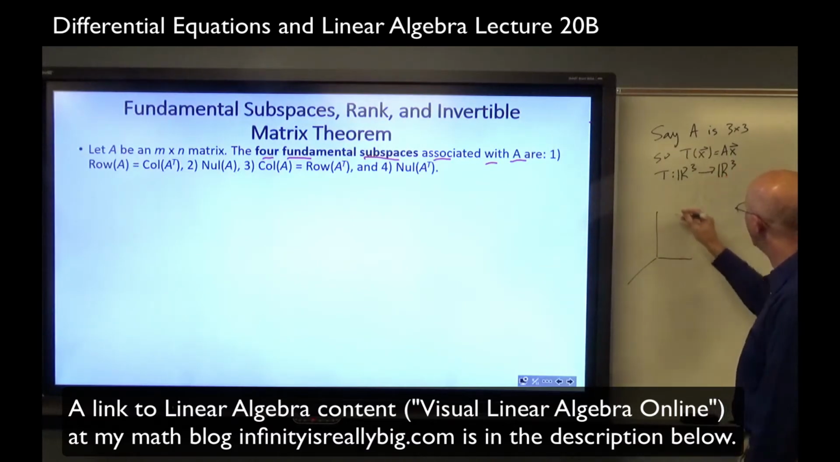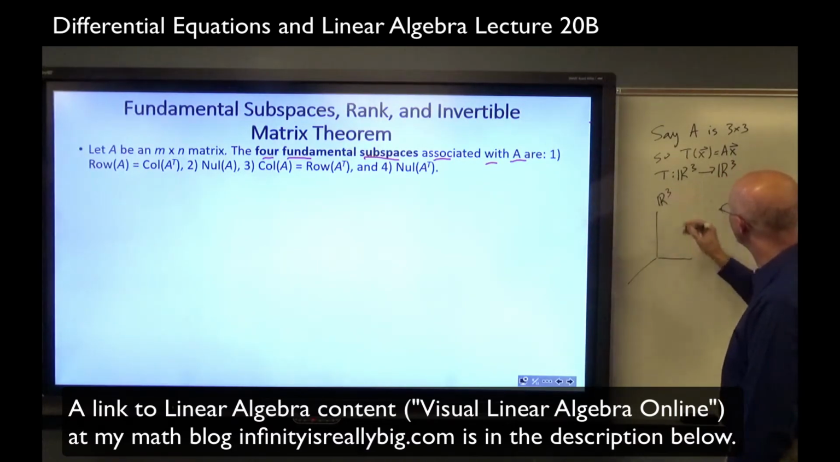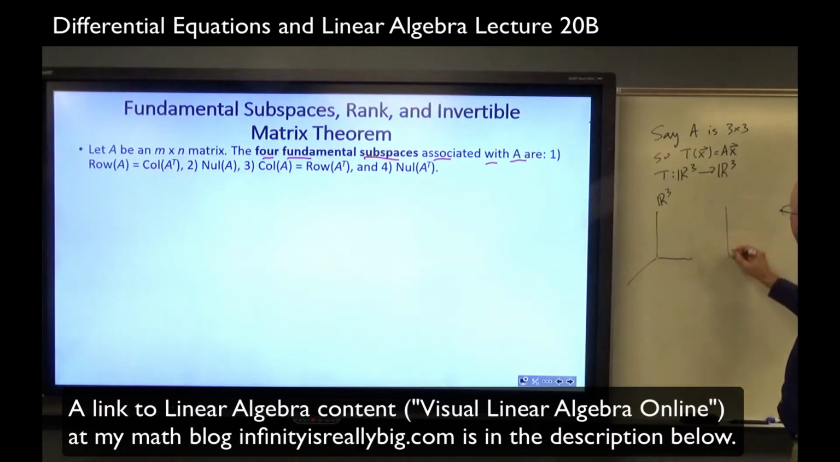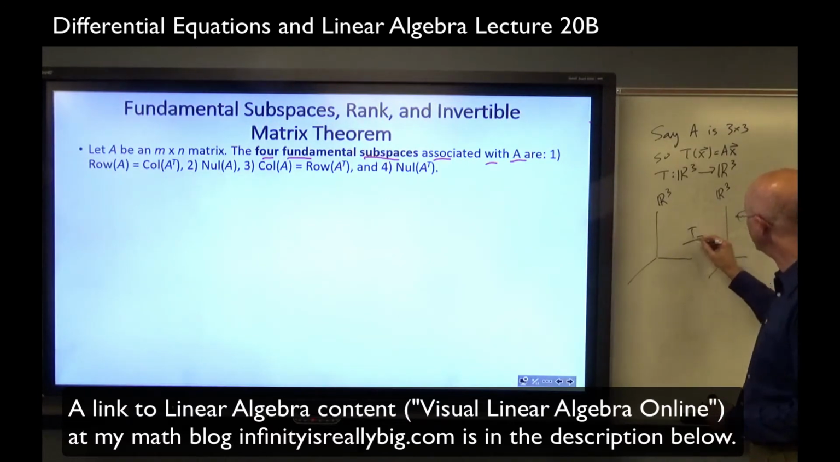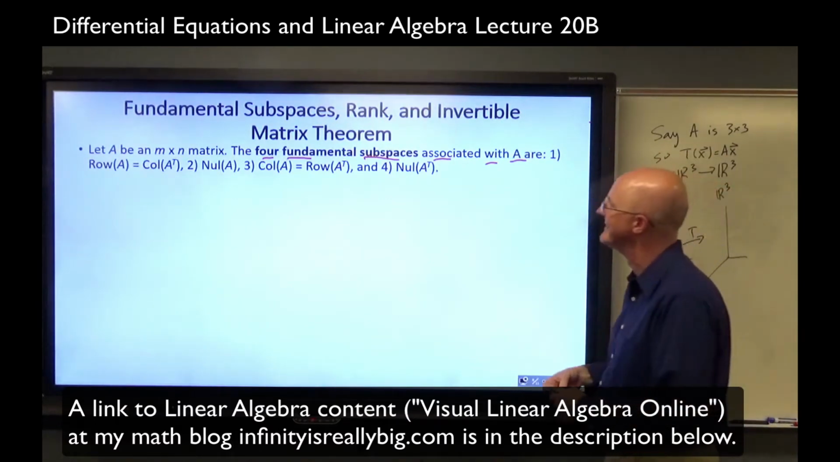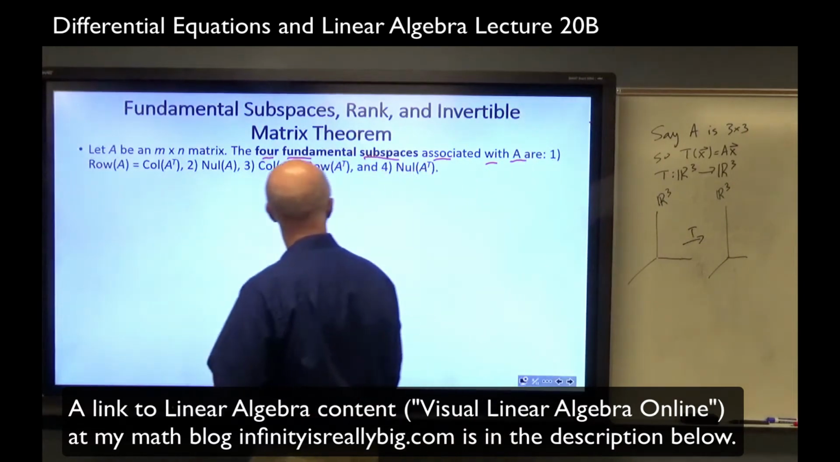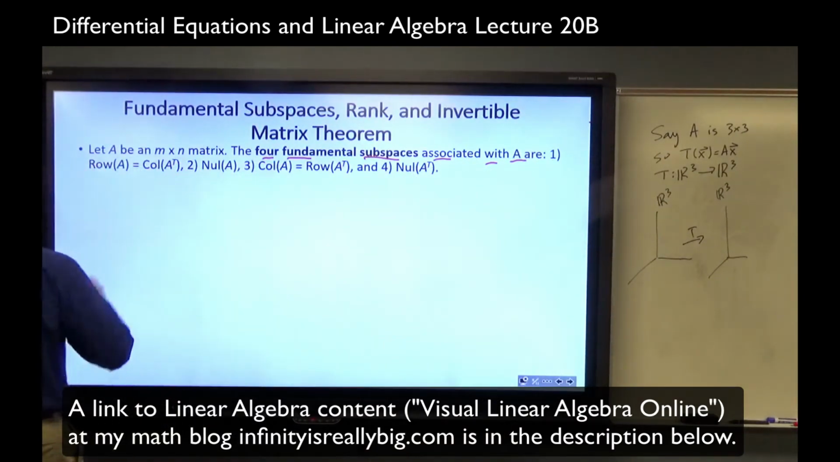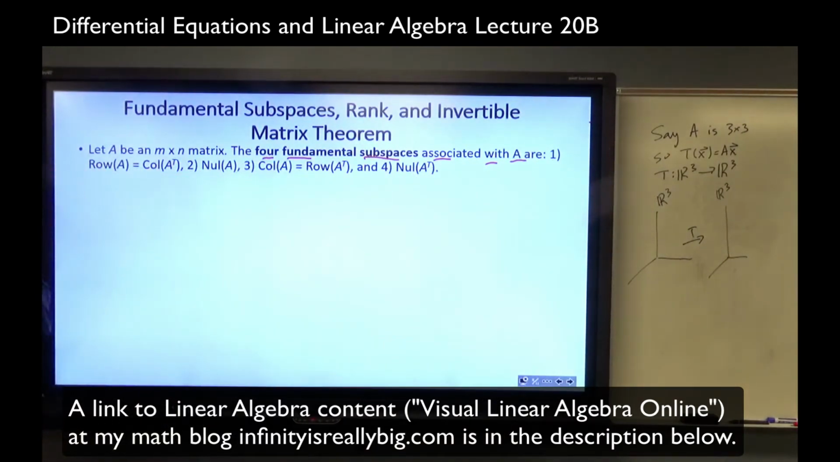This is going to be R3 as a domain of T. And over here, this is going to be R3 as a codomain of T. T maps from one three-dimensional space to the other. Kind of weird to think about it that way, but that's one way you can think about it. One fundamental subspace, this is a definition, not a theorem, is the row space of A. And like I mentioned in the last slide, that's the same as the column space of A transpose.